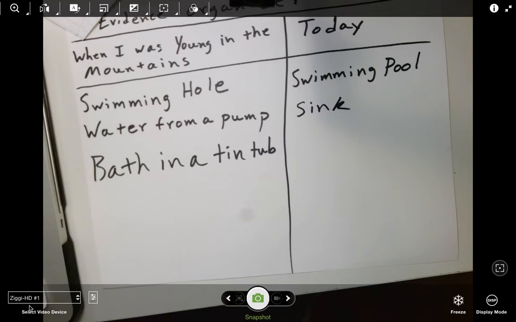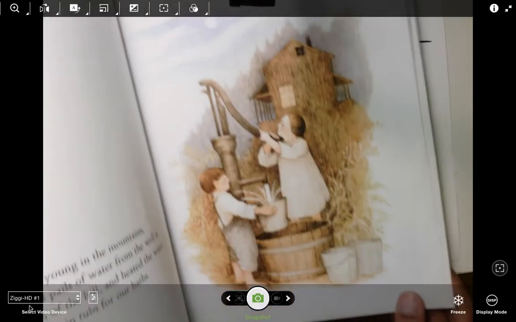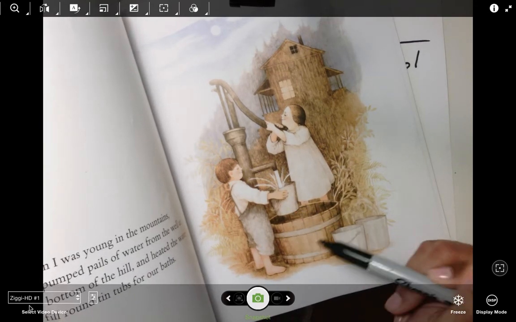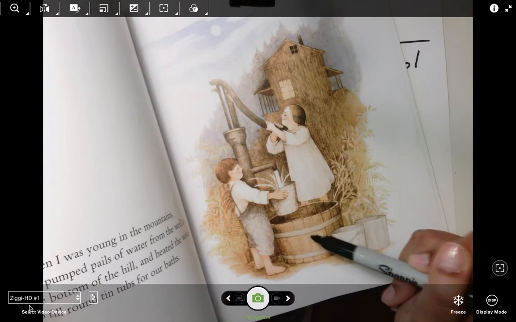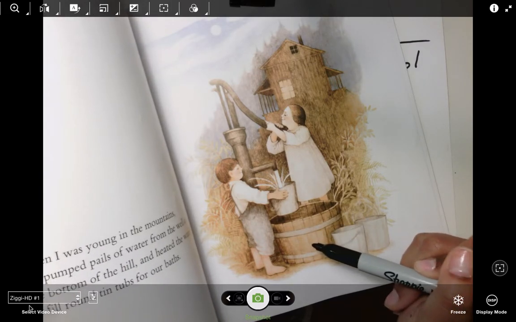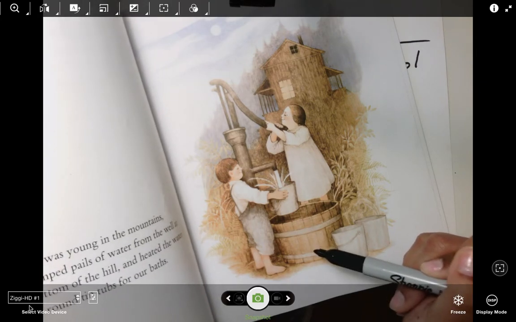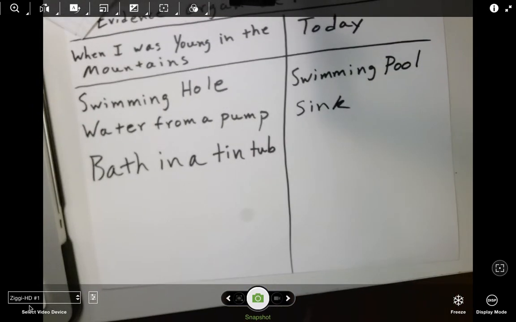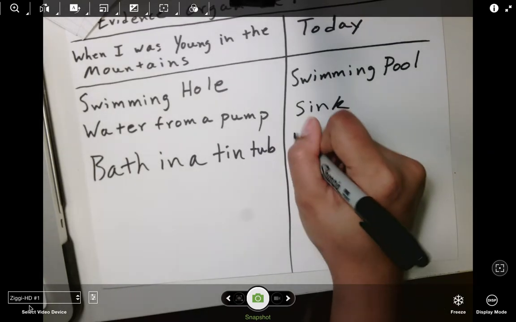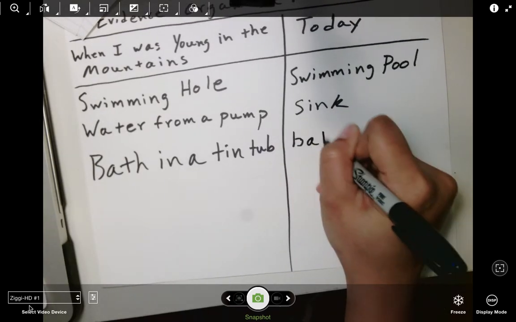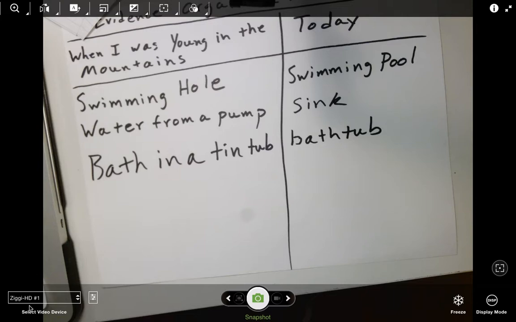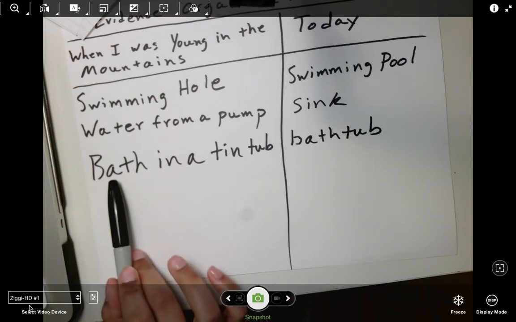Now, in that part, she was filling up a tin tub to take a bath. So this right here is where they were going to take a bath, in this tin tub. Do you guys take a tin tub bath? No, probably not. I know some people might, but for the most part, we have something else now. And what do we call that? A bathtub. We have a bathtub now. Right? So, this is one way to see it.